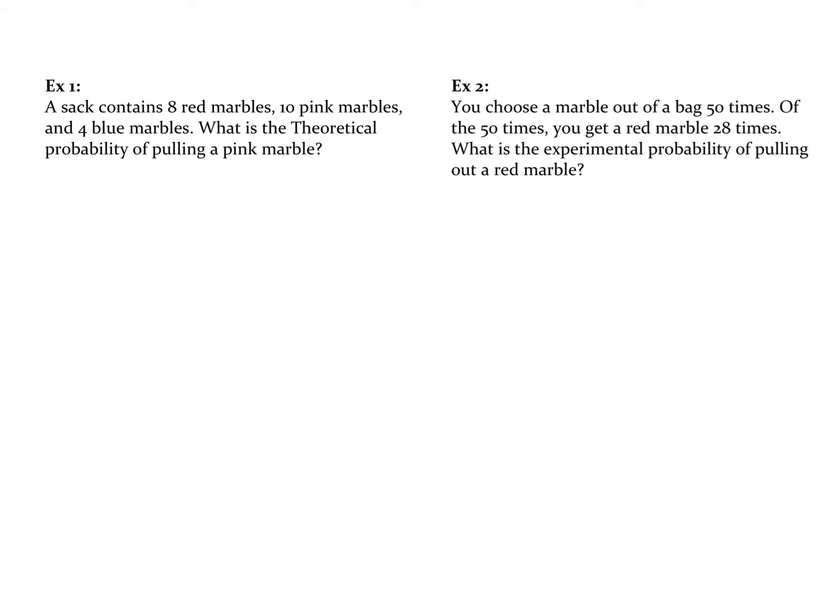Example number 1 says a sack contains 8 red marbles, 10 pink marbles, and 4 blue marbles. What is the theoretical probability of pulling a pink marble? Notice we're looking at the general case: what's the probability that I could end up with a pink marble? First I have to figure out how many total marbles I have, so I add all my numbers together, and the total number of marbles is 22.